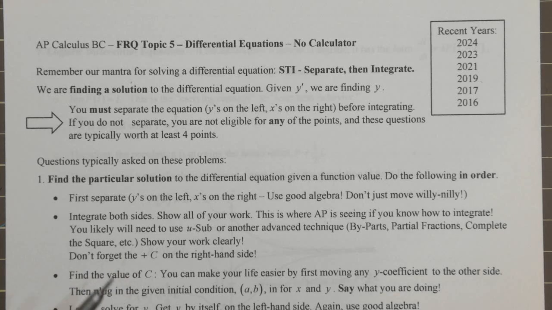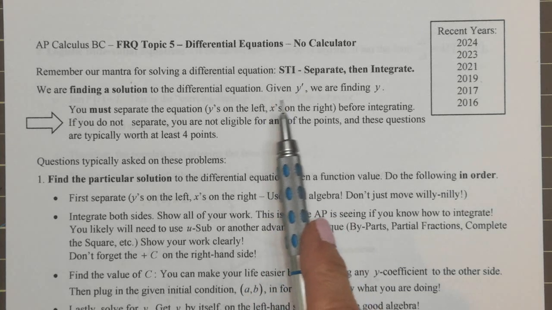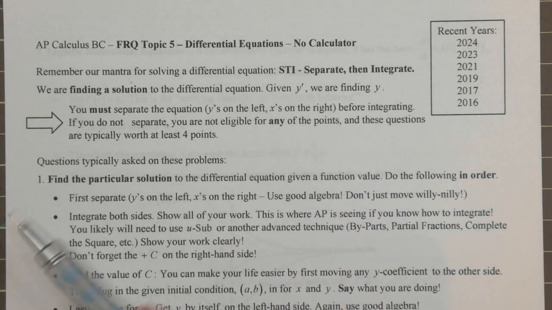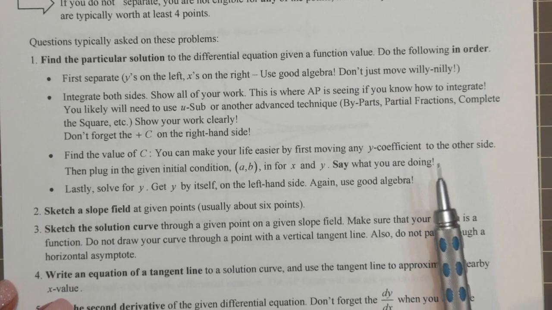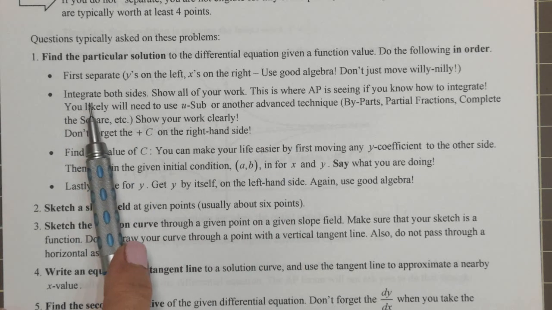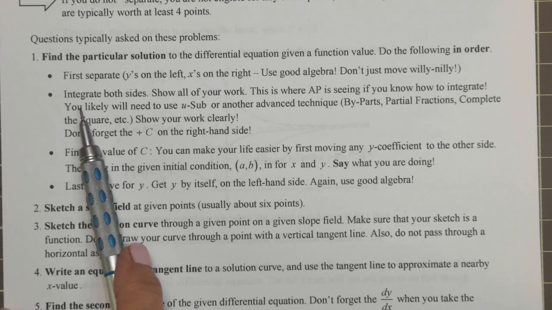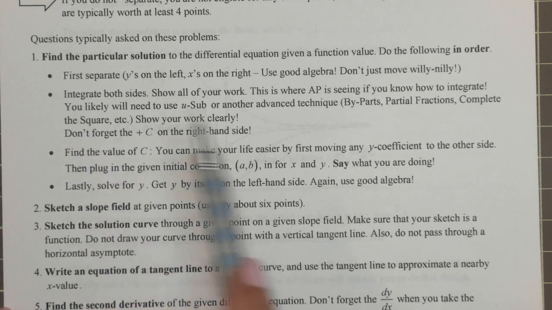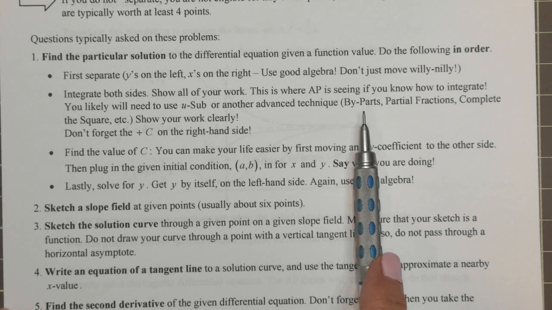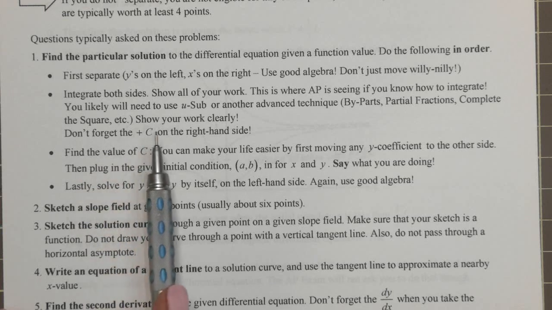The difference is, a lot of times there will be y's over there within the dy dx expression. So you have to separate first, then integrate. Separate, then integrate. So carefully separate, use good algebra, integrate both sides. Lots of times AP will be seeing if you know how to integrate. If it is a BC only, if this is not common to AB, then you will likely have to use by parts, partial fraction decomposition, etc. Don't forget the plus C.